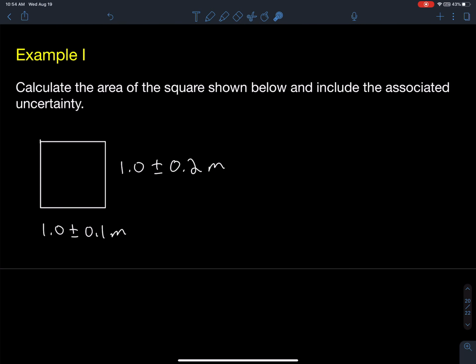Okay, so here we're looking at calculating the area of a square shown below using these measurements. So you drew a square and you measured 1 meter plus or minus 0.1 meters and 1 meter plus or minus 0.2 meters. What would the area be? Well, the area is equal to 1 meter times 1 meter, which is going to be equal to 1.0 meters squared in terms of sig figs.